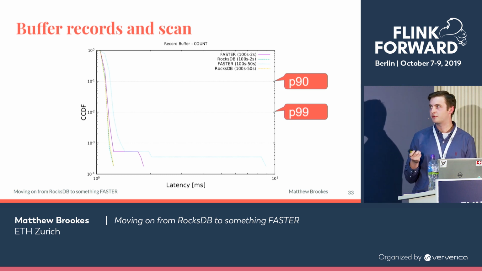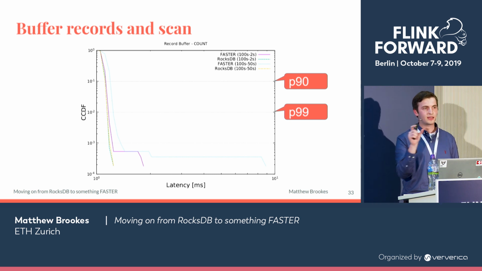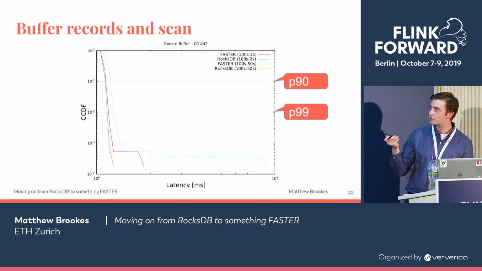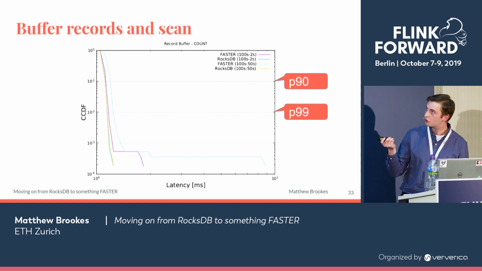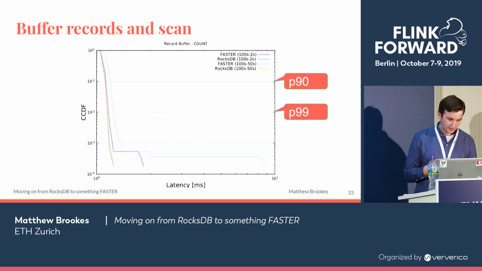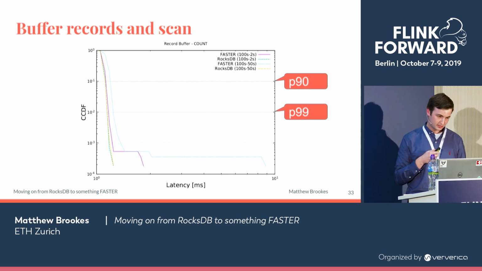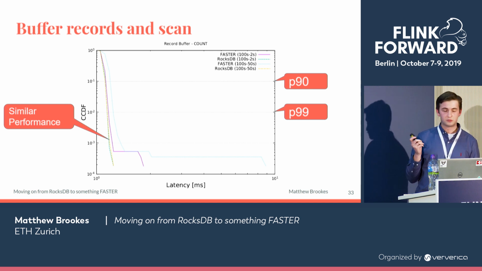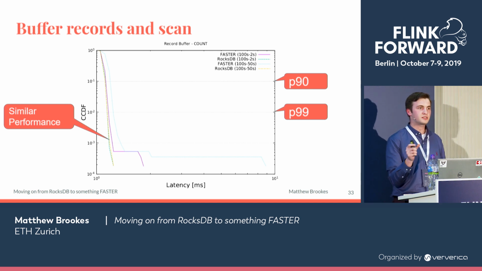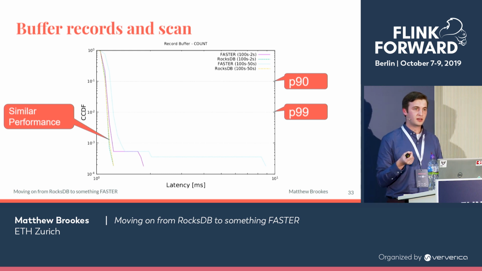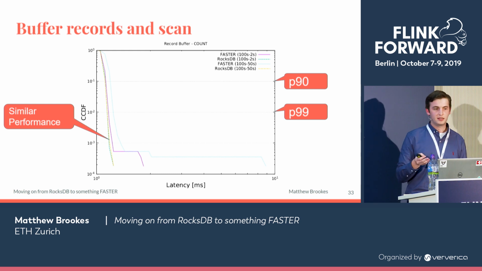And there's actually 2 different experiments here, because what we've done is varied the slide on the sliding window. If we look at FASTER, the purple is with a 2-second slide, and the blue is with a 50-second slide, and for RocksDB, the green and yellow are the same respectively. What we can see here for RocksDB is we actually have a similar performance regardless of the amount of slide that we have. So whether we have a 2-second slide or a 50-second slide, we basically have the same performance because it's a range scan.